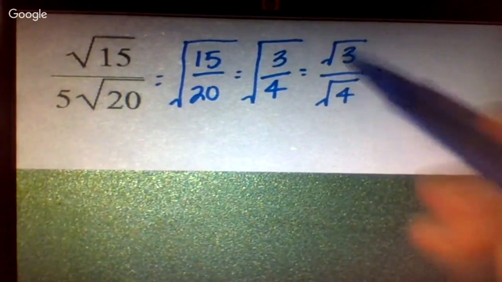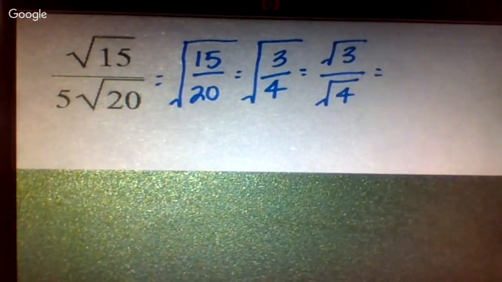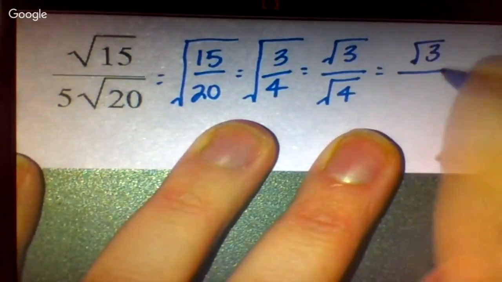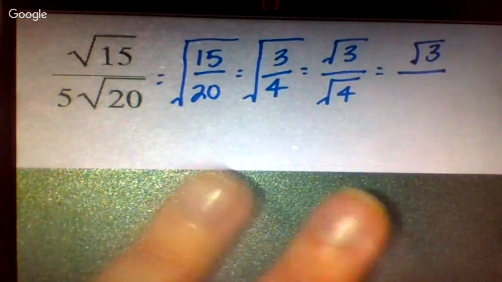Okay, simplify these if possible. What's the square root of 3? Does it reduce? No. So it stays. What's the square root of 4? 2.